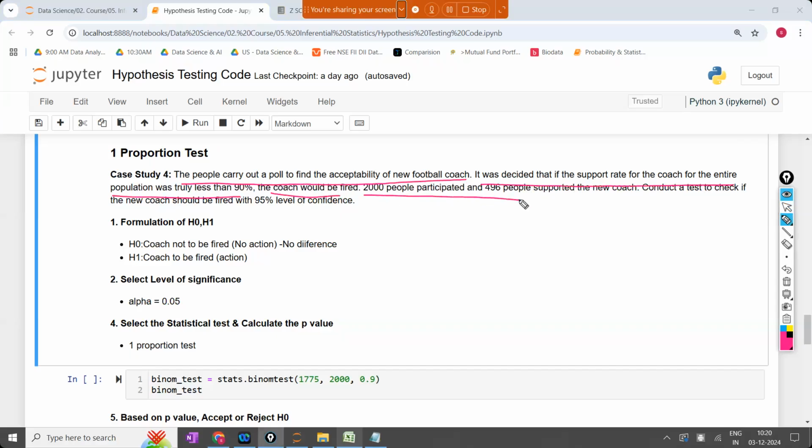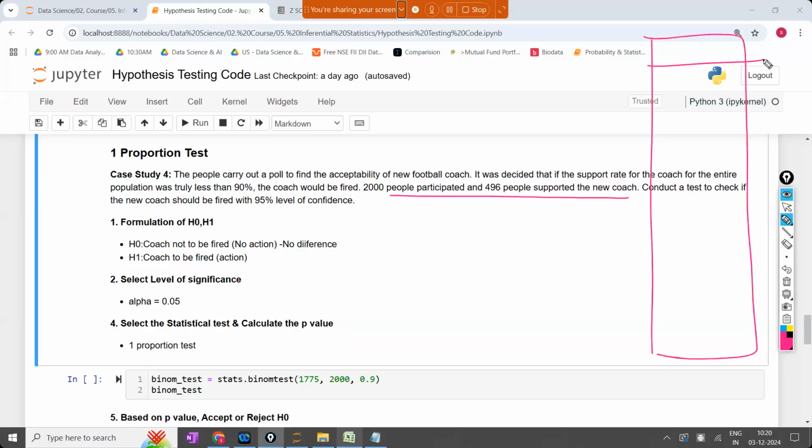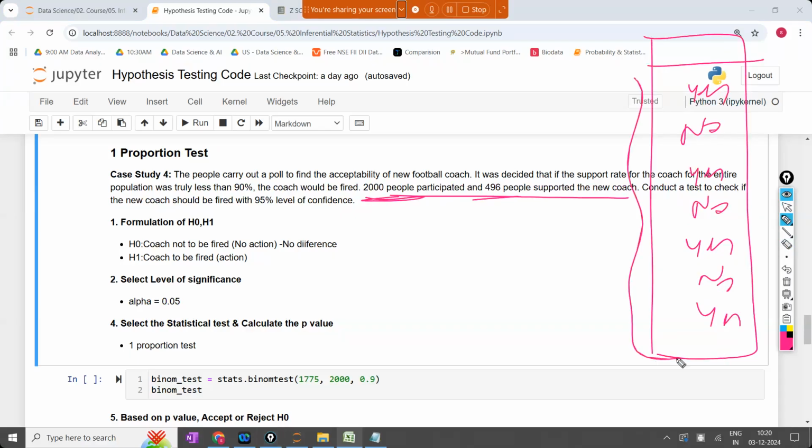2000 people participated and out of them 496 people supported the new coach. 496 people supported means how many people are against him? 1504. The balance people are against him. So this is a column with supported, not supported: yes and no's. A column consists of yes and no's. Yes, yes, no, yes, like this. Now, how many values are there in terms of overall? You have 2000 records. The data set consists of 2000 records. Out of 2000 records, if you apply the value counts, what is meant by value counts?